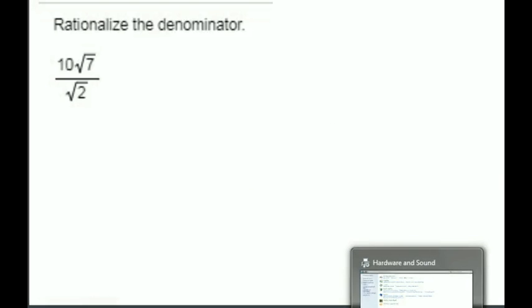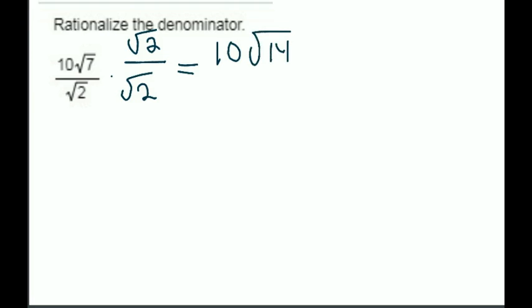So here we have a similar situation where we're asked to rationalize the denominator. So remember, that simply means we multiply the numerator and the denominator times the radical that is in the denominator. So using the product rule, we're going to get in the numerator 10 square roots of 14, and square root of 2 times square root of 2 is 2. Now we divide 10 by 2 and we get 5 square roots of 14, and that is simplified.